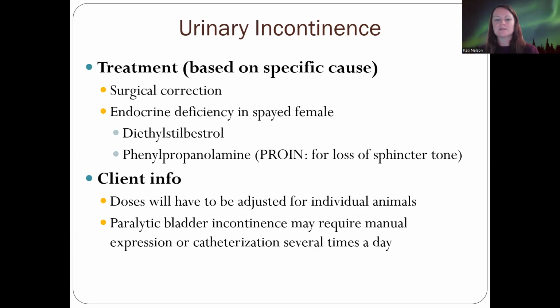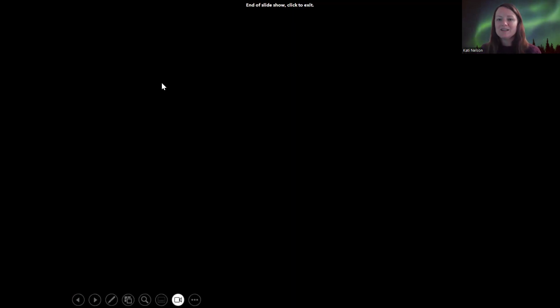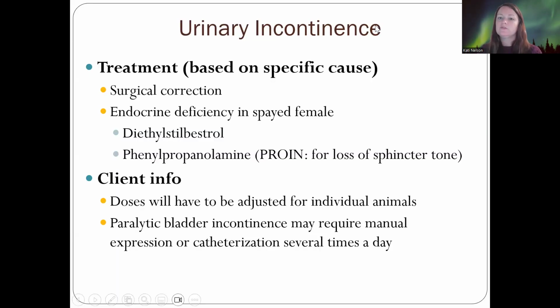And then information: doses will have to be adjusted for individual animals. Paralytic bladders, incontinence, and may require manual expression or catheterization. Sometimes if the bladder gets too full, that's when they're just going to continuously leak. And then catheterization might be the only thing that can help. And that is everything. So you finished urinary.